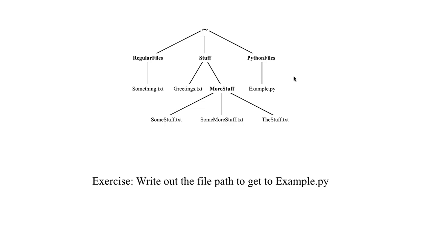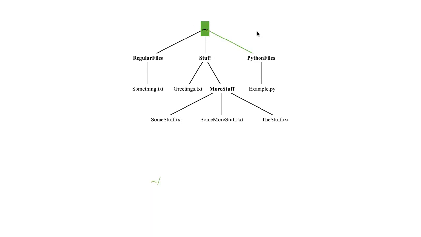All right, so let's see if the answer that you wrote down is correct. Again, like before, we start at our home directory, which is denoted by the tilde, same starting point. Since this is the top directory, pretty much everything branches out from here. From there, we look for a directory called Python files, because example.py is located within this directory.